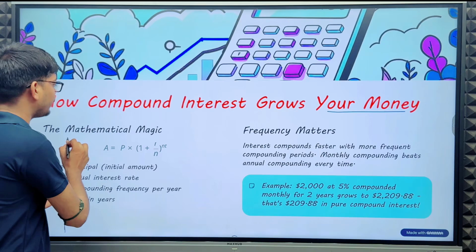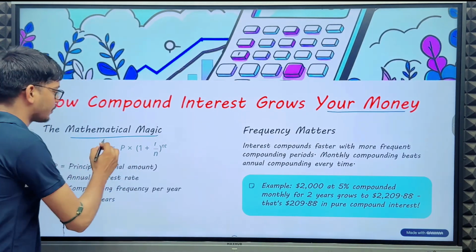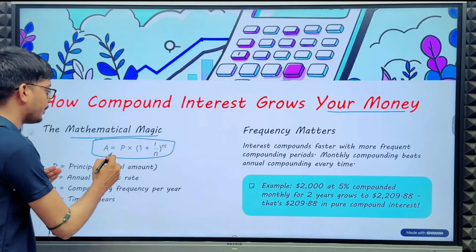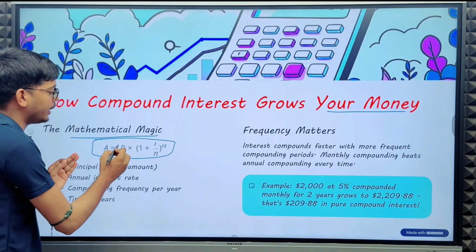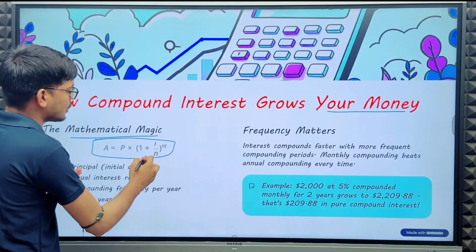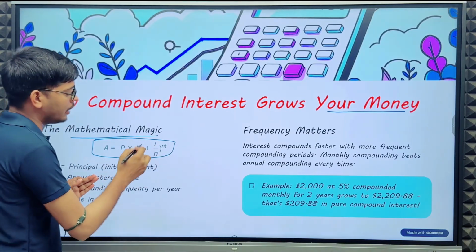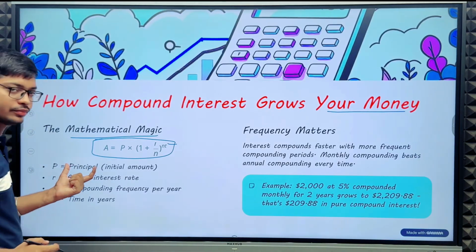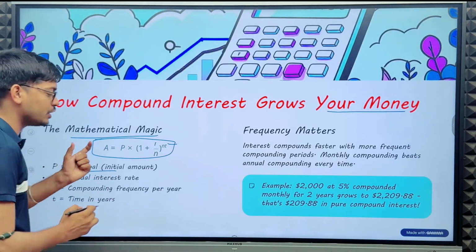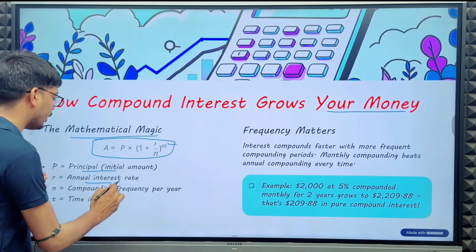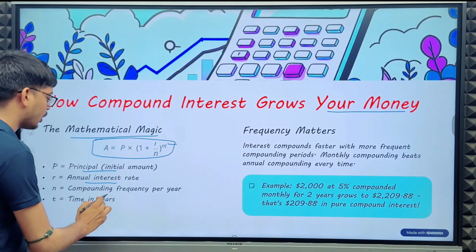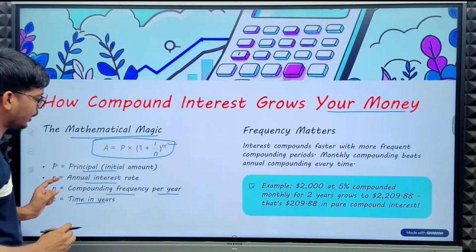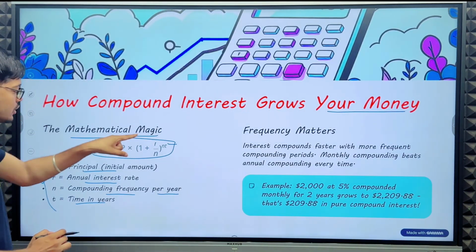The mathematical magic here is the compound interest formula. A is equal to P multiplied by (1 plus r by n) to the power of n t. Here P is the principal or initial amount, r is the annual interest rate, n is the compounding frequency per year, and t is the time in years. Do you understand these concepts?